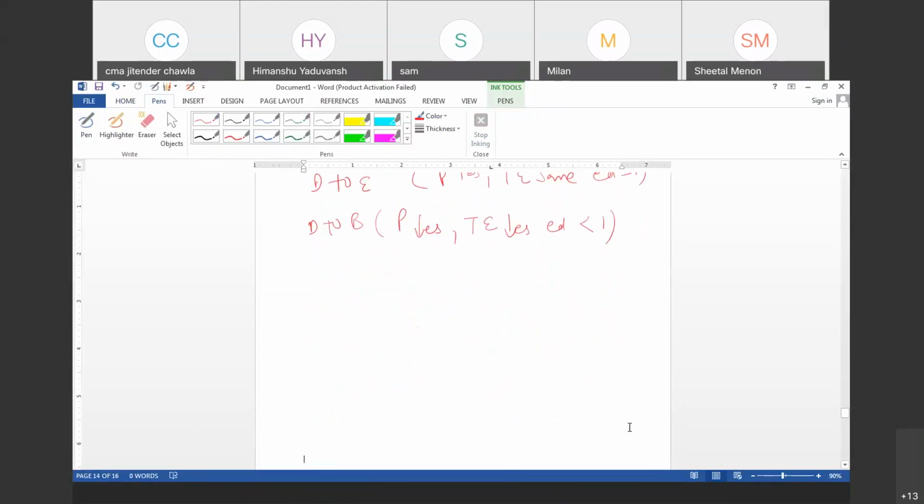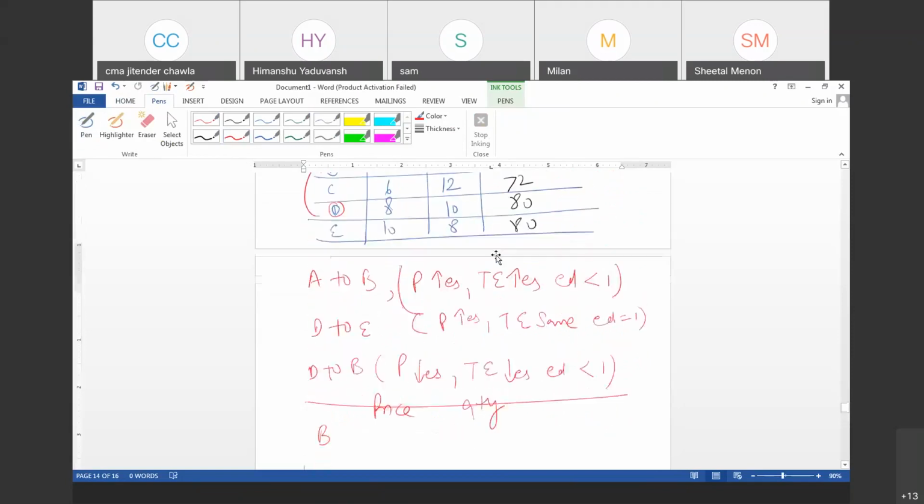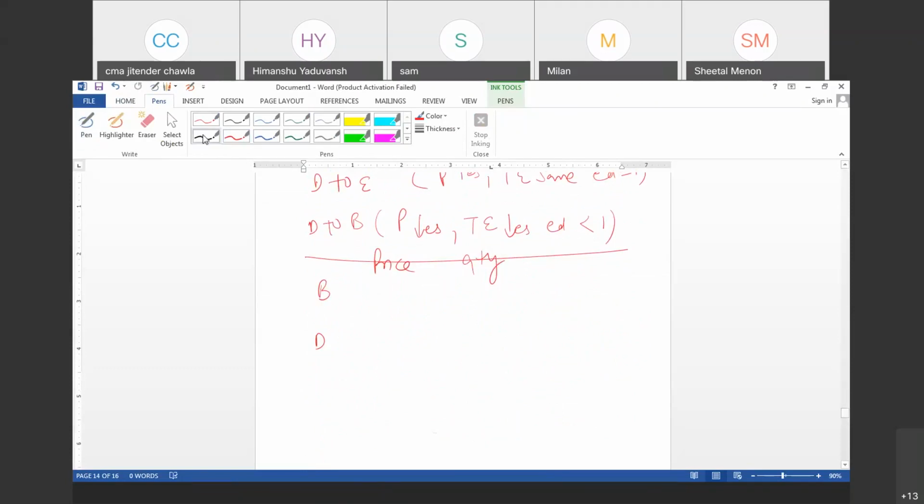What is the B point and D point? What is the price and quantity? At B we have a price of 8 and quantity 10, and at D price 4 and quantity 16. Am I right? So B point is 8, 10 and D point is 4, 16.